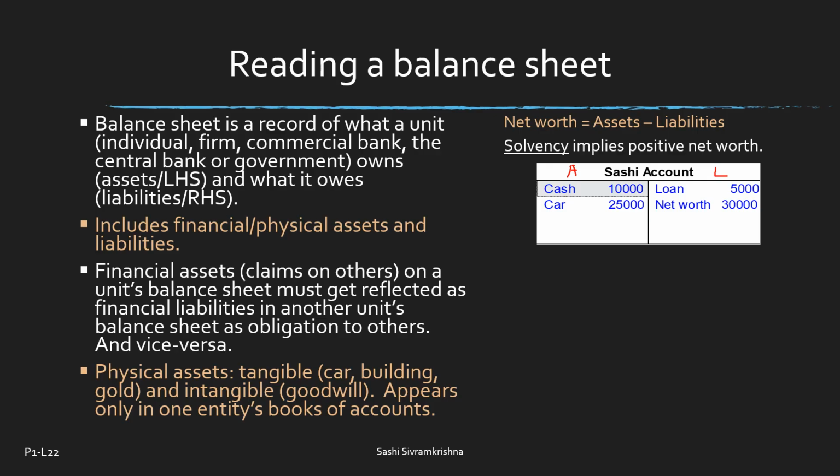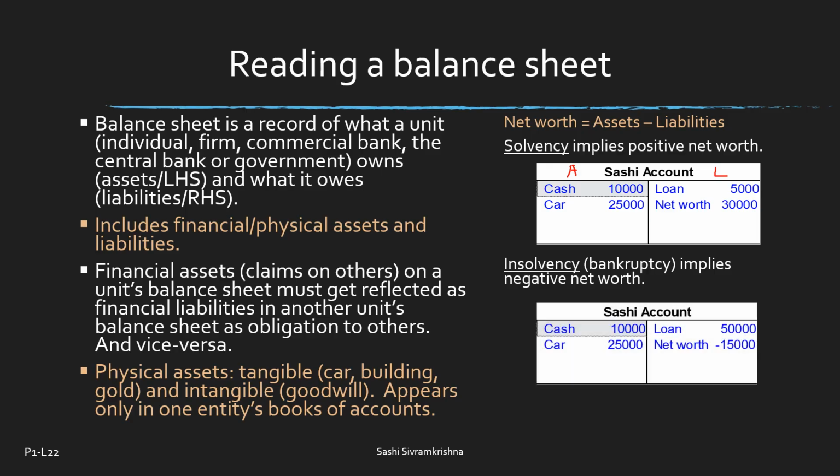Solvency implies a positive net worth, which means assets must exceed the liabilities of this entity and therefore you have a positive net worth. Insolvency or bankruptcy implies a negative net worth. So in this case, you can see that the total assets of Sashi are 35,000, whereas his liabilities are 50,000, the loan, and therefore net worth is what we call a negative net worth of 15,000. So this is a situation of bankruptcy or insolvency.